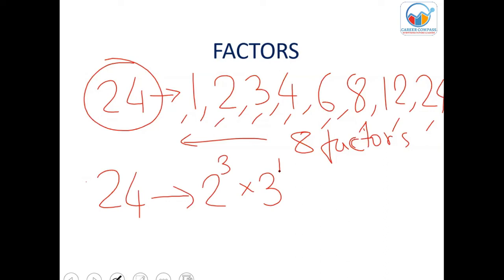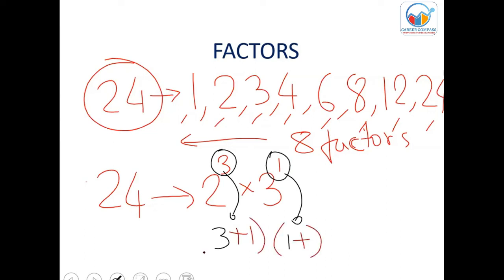If I write it like this, then I bring this 3 down, I bring this 1 down, and then I add 1, and then I multiply. What do I get if I do that? I get 4 into 2, that means 8.